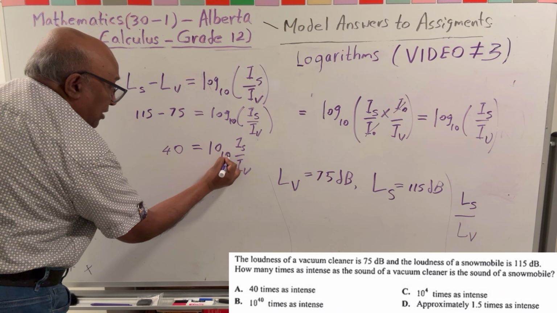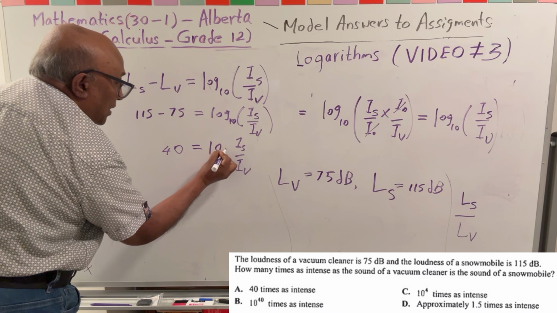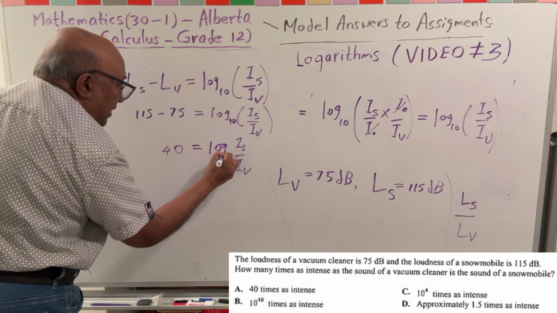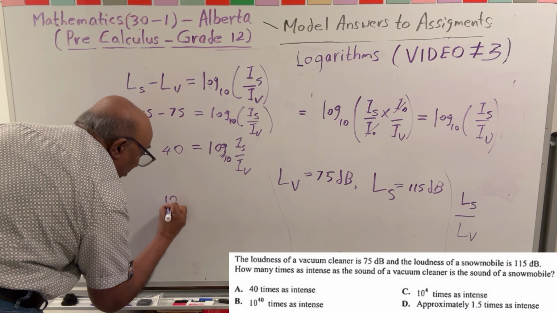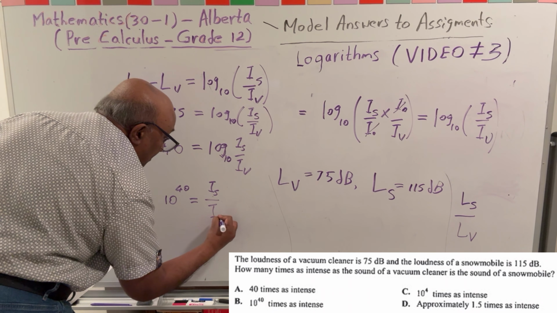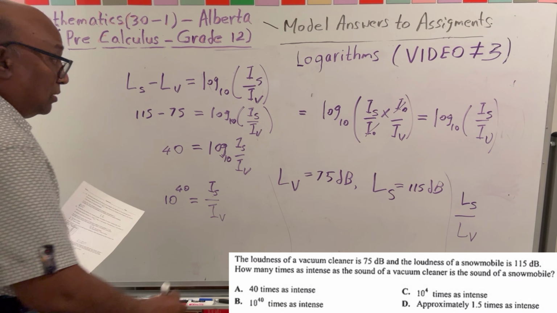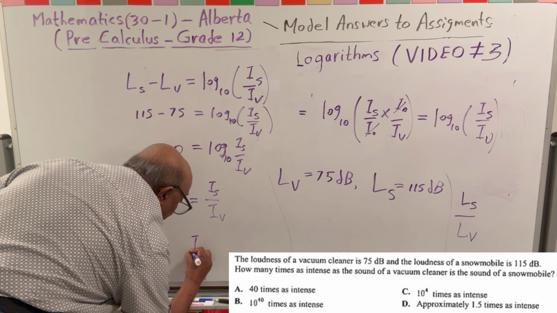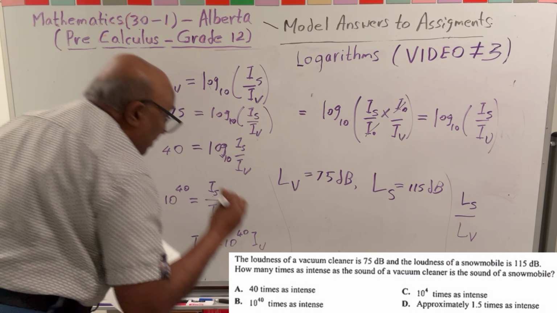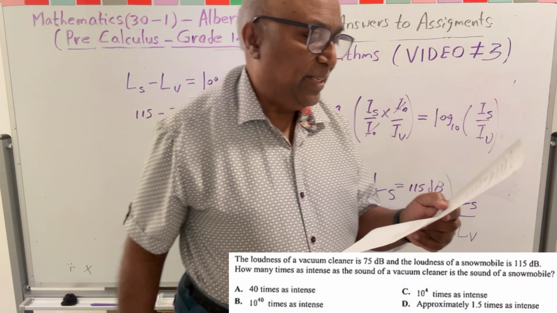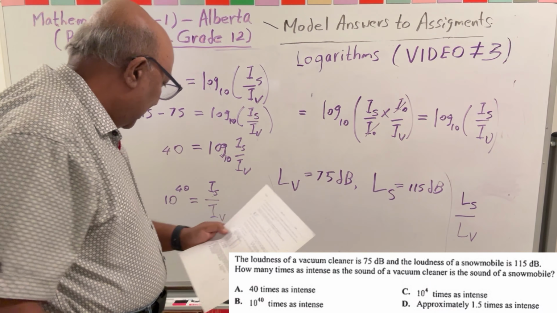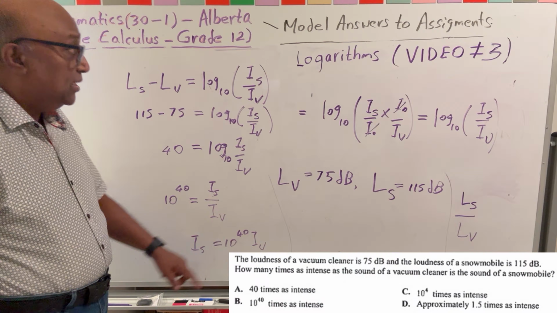Okay, now let's manipulate this equation. You can convert this equation to exponential form. Log 10, that means 10 to the power of 40 equal IS upon IV. Okay, when you multiply this, we are getting ISC equal to 10 to the power 40 IV. This is the question asked. The loudness of the vacuum cleaner. How many times is the intensity of the snowmobile compared to the vacuum cleaner? That means ISC is equal to 10 to the power 40 this one.